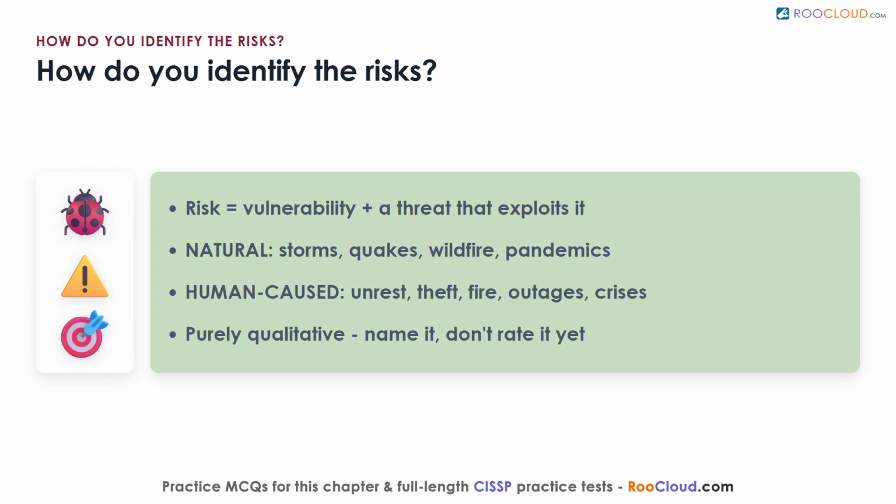Human-caused threats include terrorism and unrest, workplace violence, theft and vandalism, fires and explosions, prolonged power loss, building collapse, transportation and internet disruptions, service provider outages, and economic crises. These lists are starting points, not complete inventories, so draw on every corner of the team. This stage is purely qualitative. You are naming what could go wrong, not yet judging how likely or how costly. Think of it like a doctor listing every condition a patient could develop before running a single test.